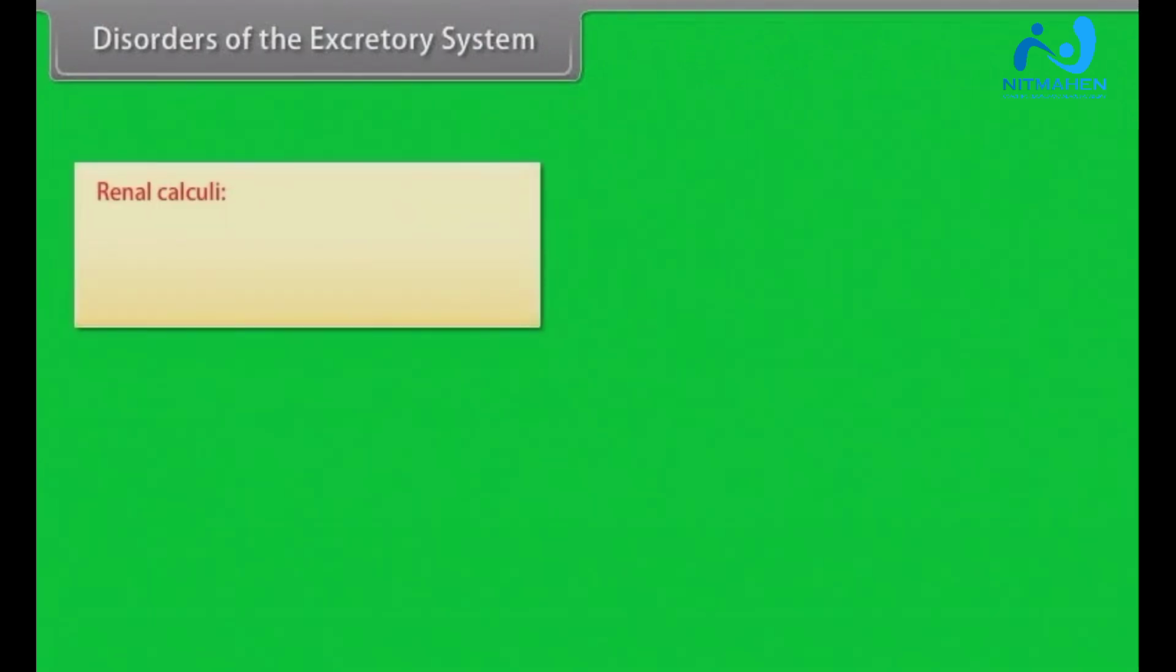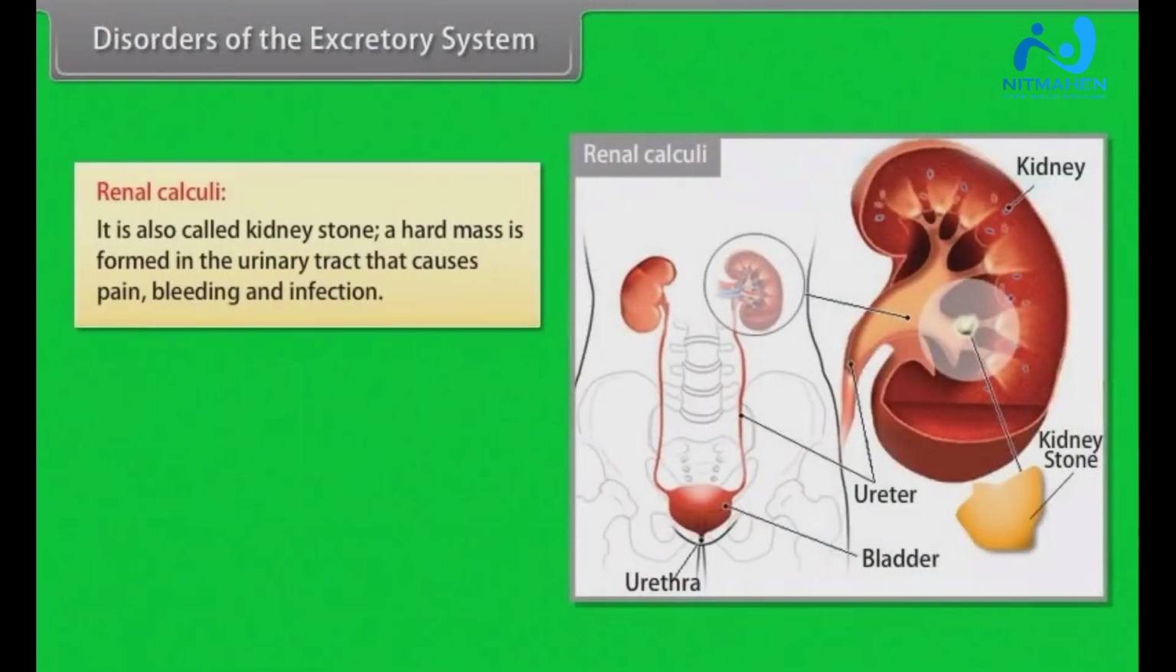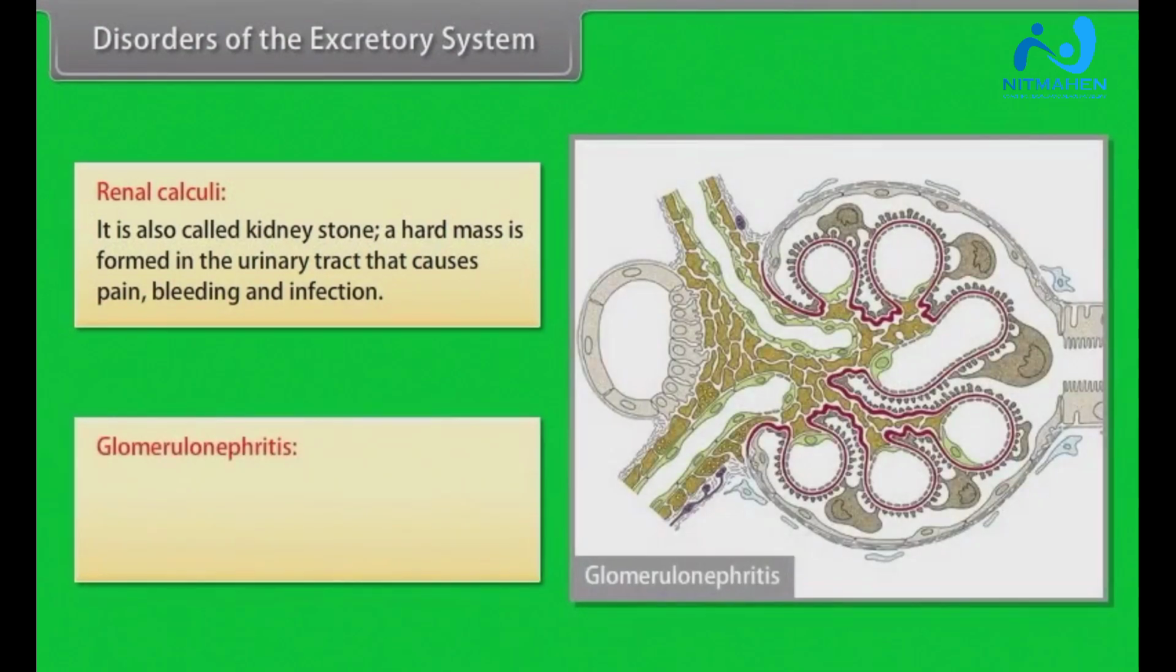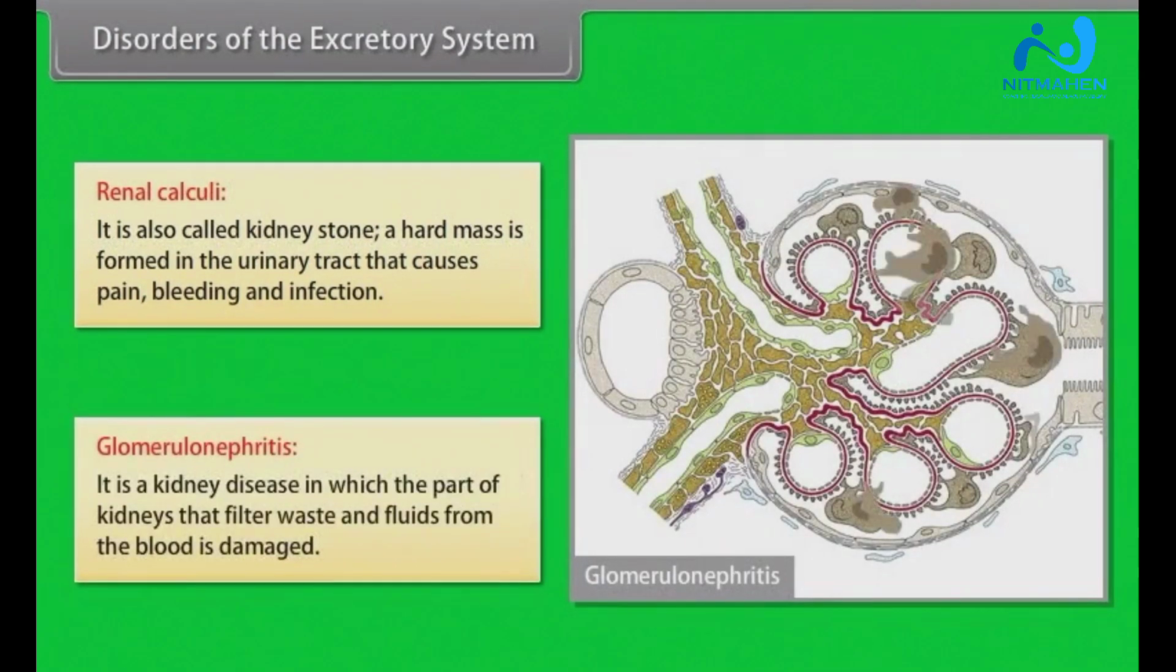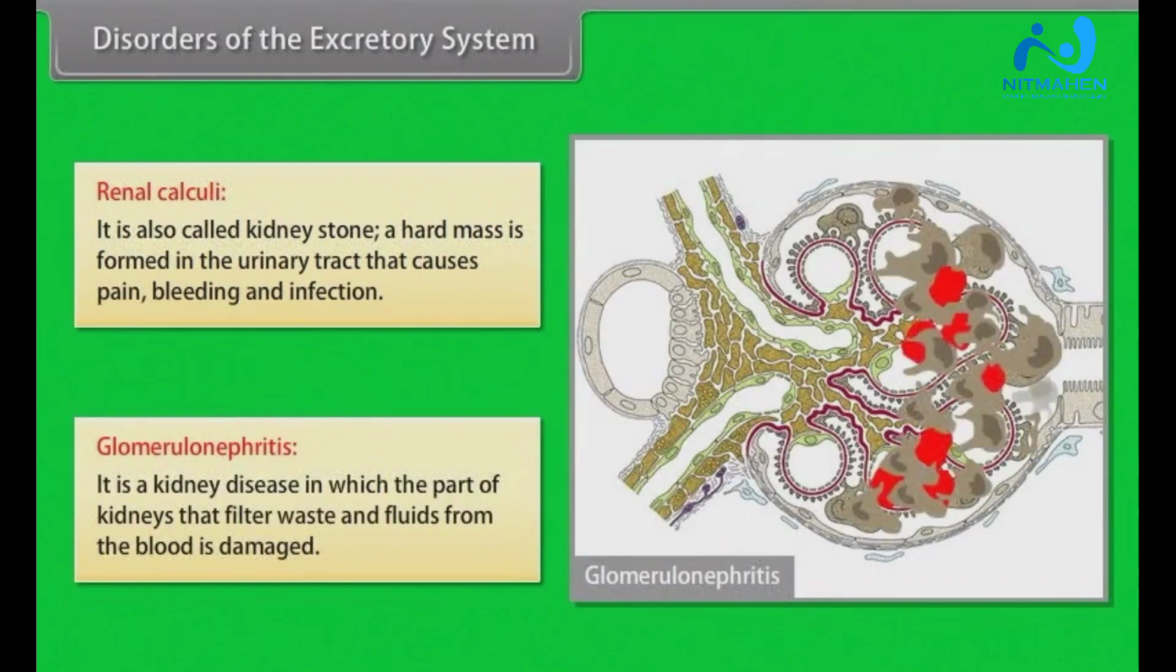Renal calculi. It is also called kidney stone. A hard mass is formed in the urinary tract that causes pain, bleeding and infection. Glomerulonephritis. It is a kidney disease in which the part of the kidneys that filters waste and fluids from the blood is damaged.